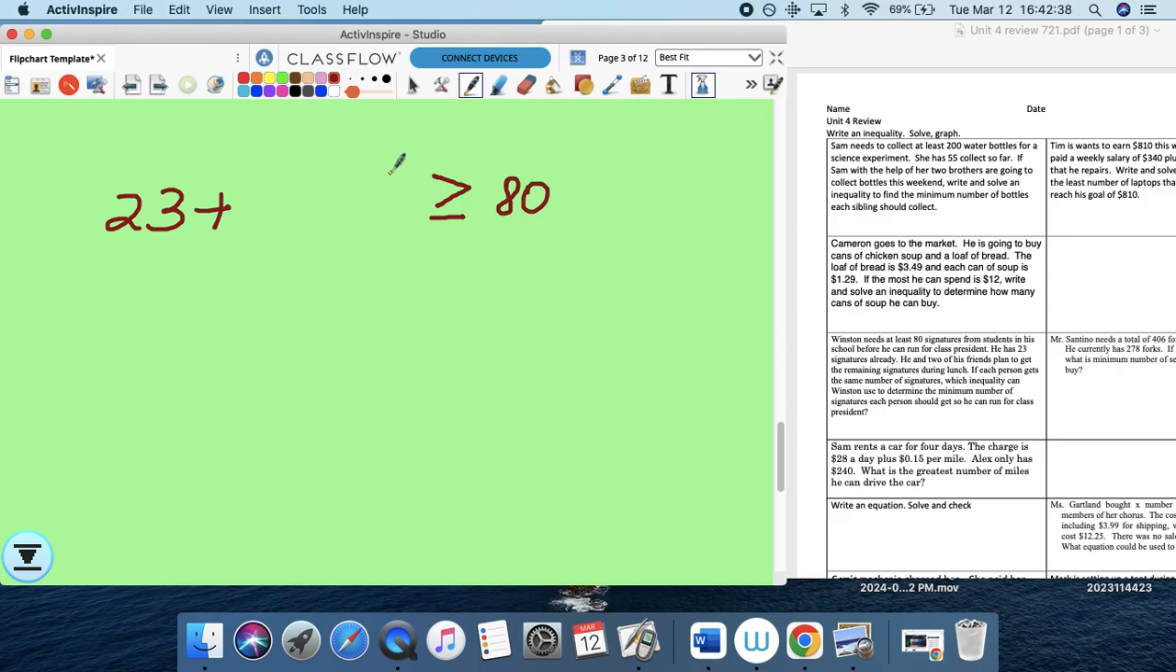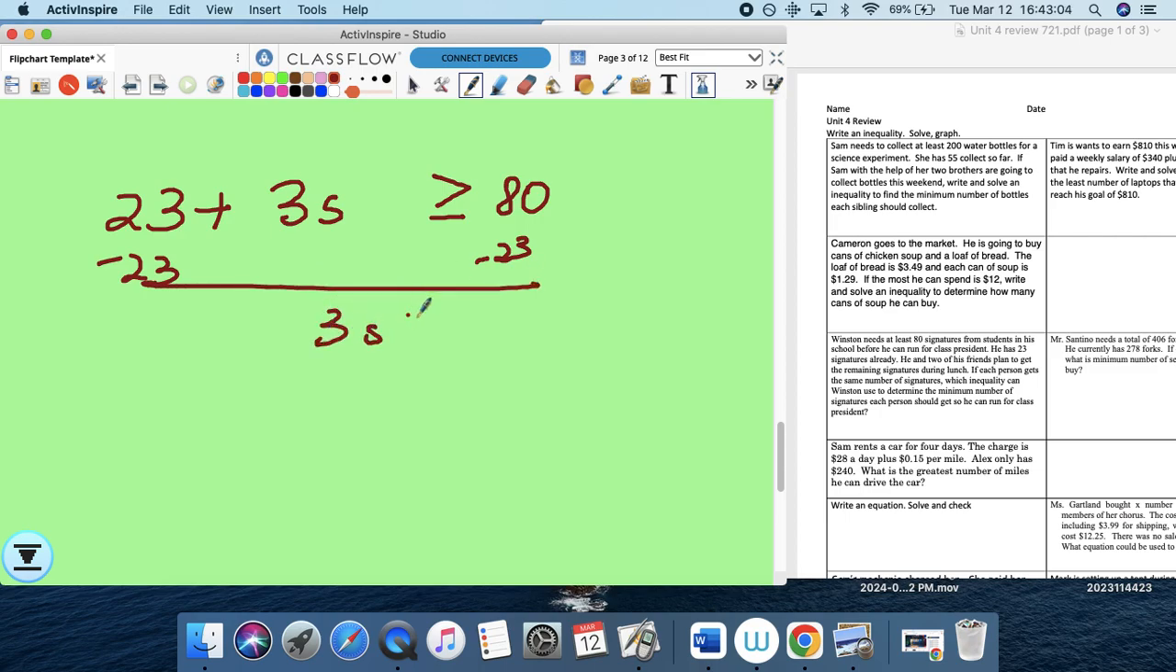He and two of his friends are going to get the remaining signatures during lunch. How many signatures must each person get? Assuming that every person gets the same amount, we have 3 people, and I'll use S for signatures. What's the minimum number of signatures each person should get so he can run for class president? Well, minus 23, minus 23.